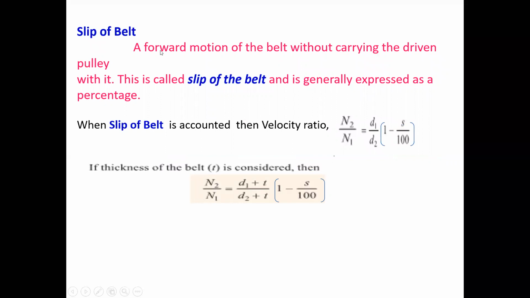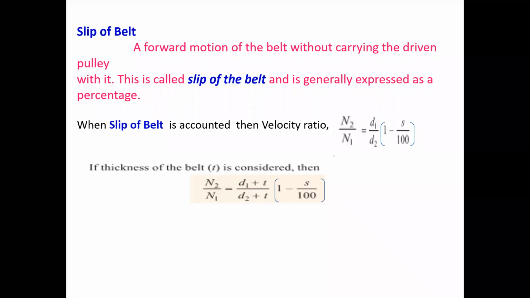Now we are going to discuss the slip of a belt. Generally we encounter some effects in belt drives: the slipping effect, and the creep effect is also there. Observe the slip of belt. It is the forward motion of the belt without carrying the driven pulley with it. This is called the slip of the belt, and it is generally expressed as a percentage. When the slip of the belt is accounted for, the velocity ratio is n2 by n1 equals d1 by d2 into 1 minus s by 100.